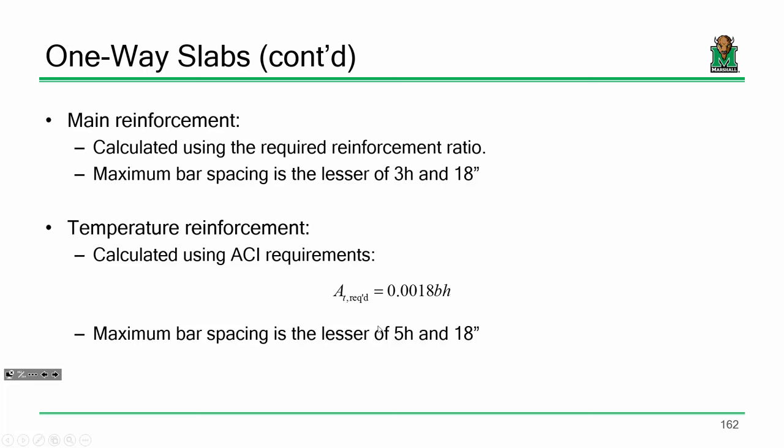We also have to provide tension or temperature reinforcement along the perpendicular direction, and instead of calculating some required reinforcement ratio, the spec says we just have to provide 0.0018 times B times H. We calculate that, and that's the amount of steel we have to provide for temperature reinforcement. So it's pretty straightforward. It's not a very complex calc. It's just some additional layer we have to provide on the bottom. Does that make sense?